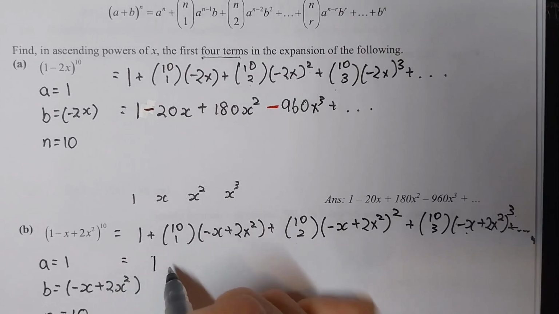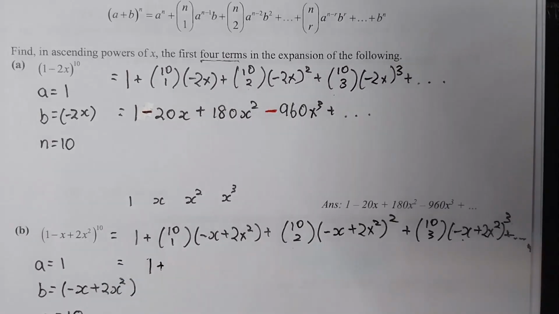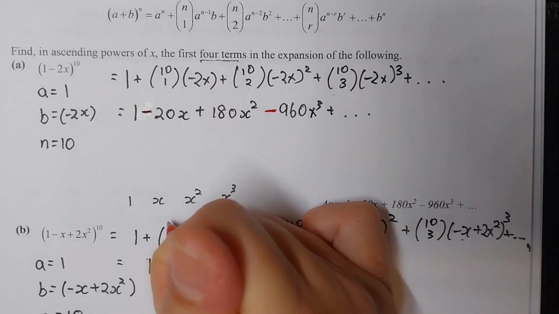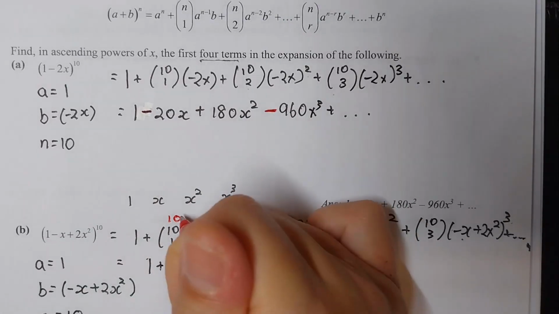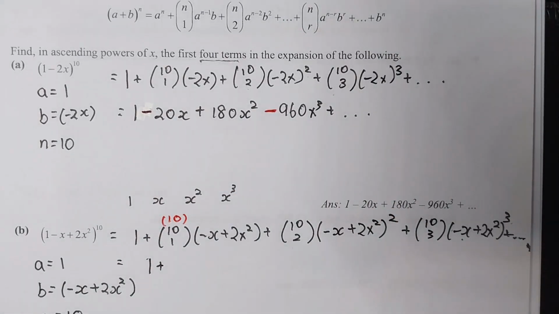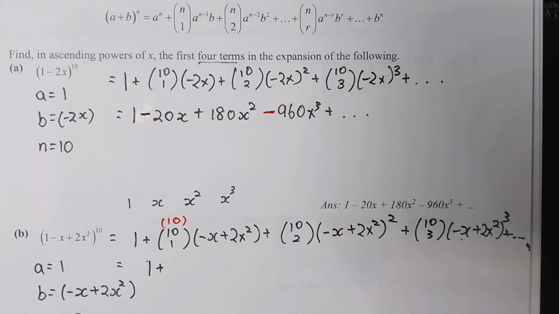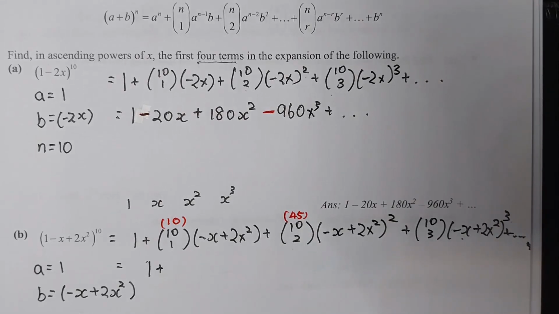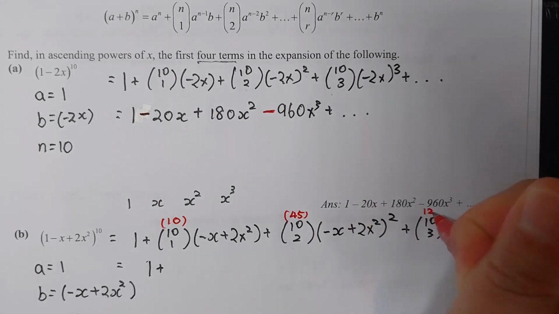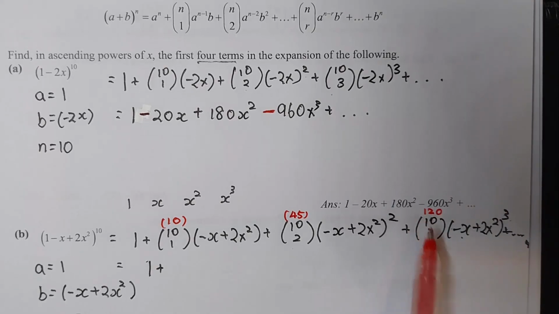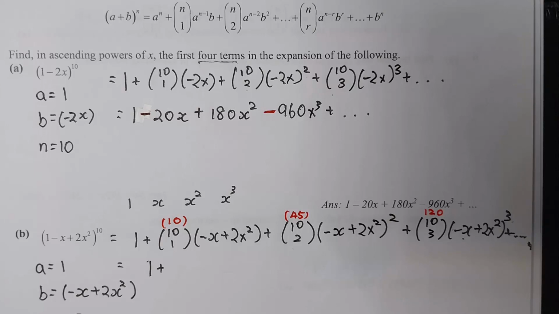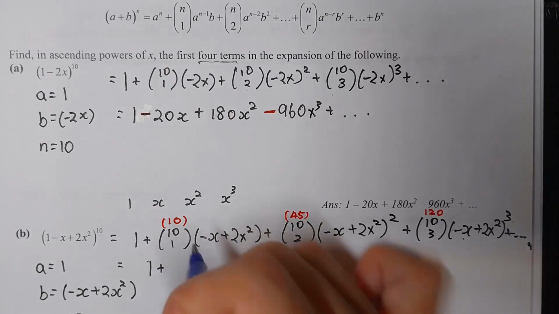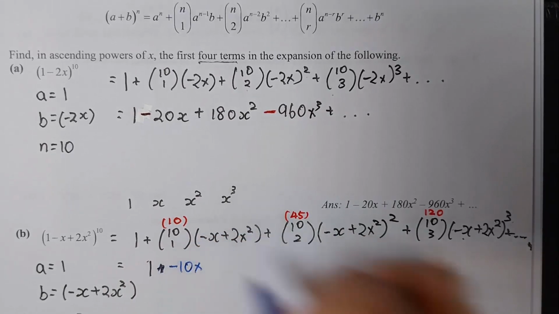So what we'll have here is 1 plus, now it will be good in this case to just write out what is 10 choose 1 first for simplicity later when we do the question. 10 choose 2, we will have 45. 10 choose 3, we will have 120. Okay, let's take note of this first. So what we will get is 10 multiplied by negative x. So we will have minus 10x.